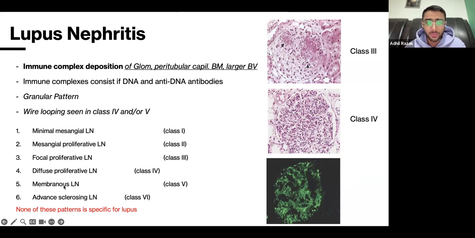Class 5 is membranous lupus nephritis. Your slides also say that there's a lot of overlap between class 4 and class 5. So membranous nephropathy, membranous lupus nephritis, and diffuse proliferative lupus nephritis all have kind of similar presentations, and they all have wire looping. That's one way to remember it. If you see wire looping, it's either class 4 lupus nephritis, class 5 lupus nephritis, or just membranous nephropathy. None of these patterns are specific for lupus. Is lupus clear for everyone?